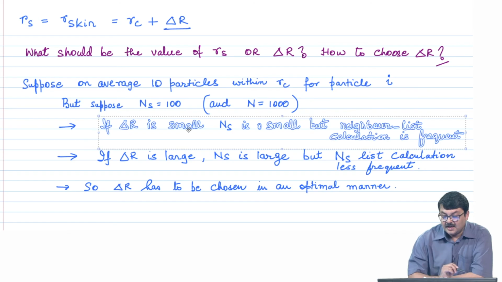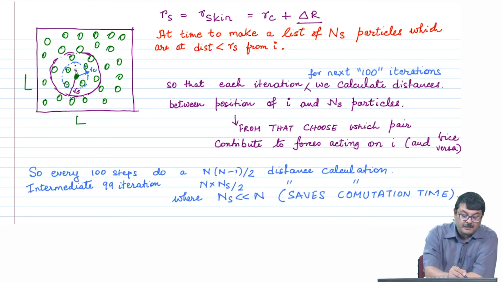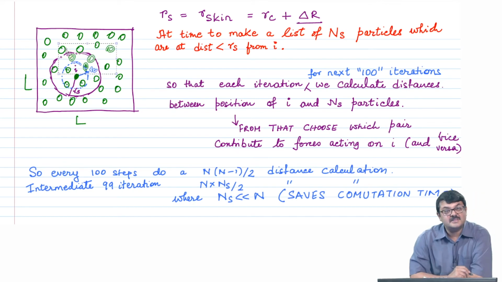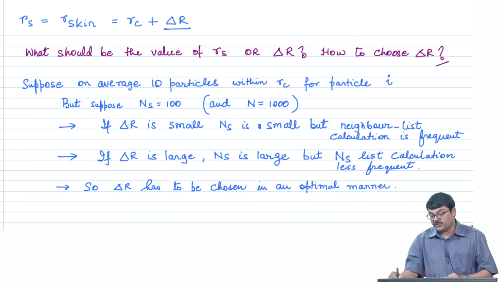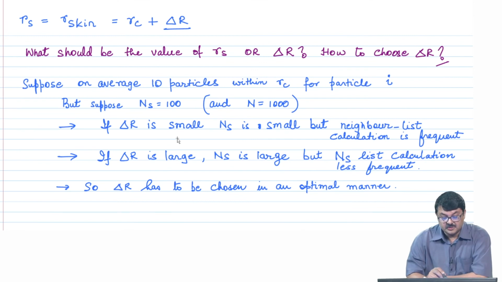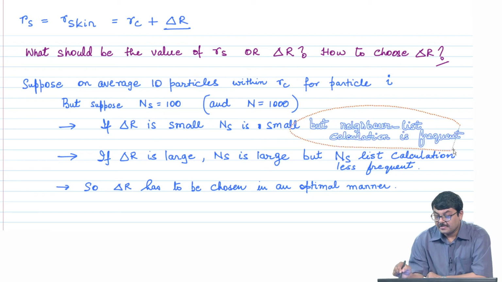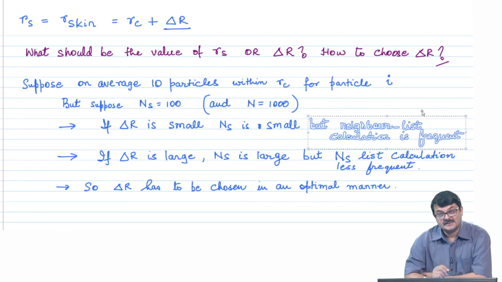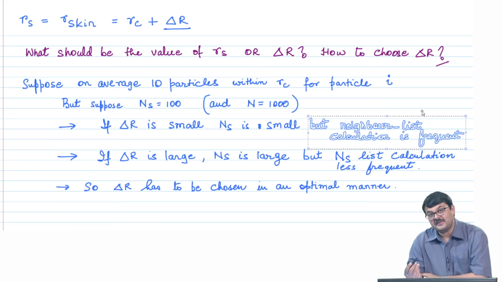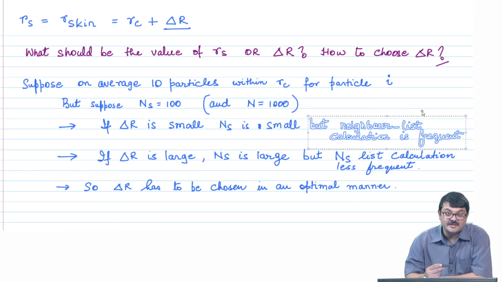So, it is this case, but in that case, since R s is small, within your 500 iterations, this particle I could itself move and come here, so that it would start interacting with this set of particles. So, if you chose R s to be small, then you have to update your neighbor list, the list of neighbors, more frequently. Instead of 500 iterations, you have to do it every 100 iterations.